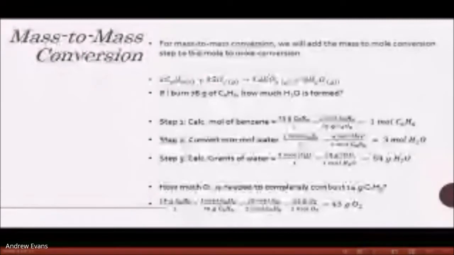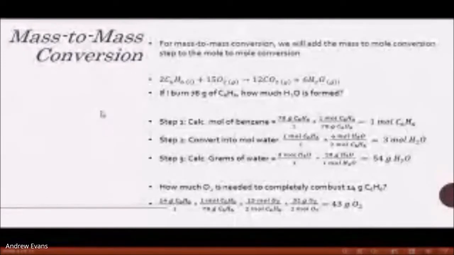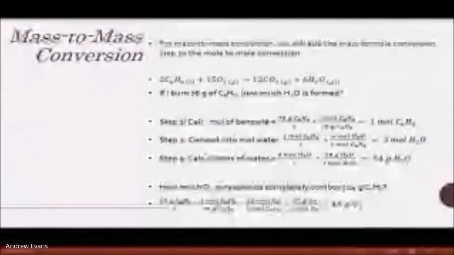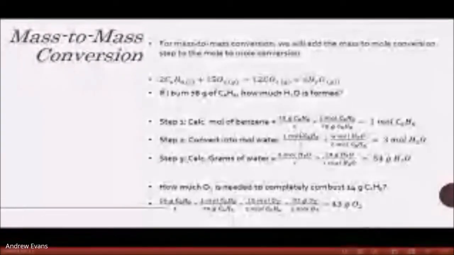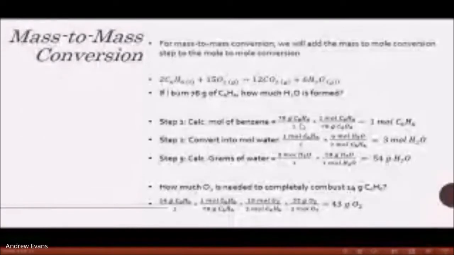So for example, if I want to calculate how much water is formed from 78 grams of benzene, in this case, I'm doing it in 3 steps. If you can set this up, you can do this in 1 step. You can set it up as one massive cross-hatch, one massive railroad track type setup. I'm doing it in these 3 steps just to break it down and make it a little bit simpler. But you could do it in 1 big step by combining step 1, step 2, step 3 all together, like you'll see down here.